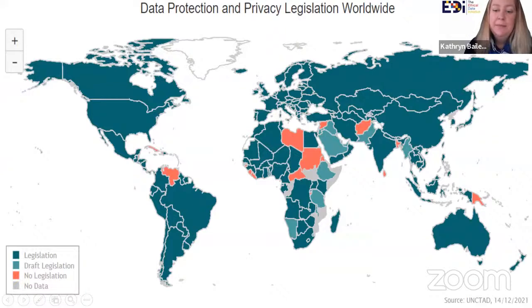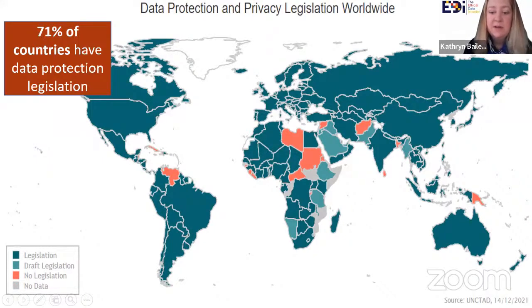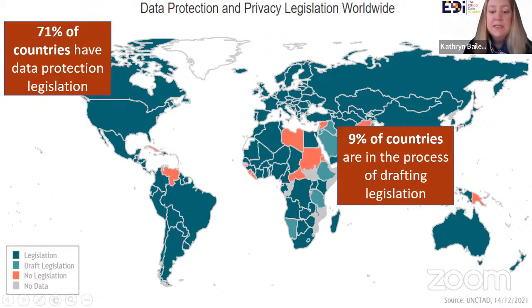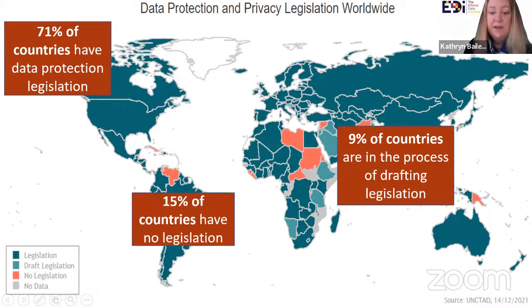So currently 137 out of 194 countries worldwide have put in place legislation to secure the protection of data and privacy. And according to the UN latest figures, 71% of countries have data protection legislation already in place. 9% of countries are currently in the process of drafting legislation, and 15% of countries currently have no legislation.